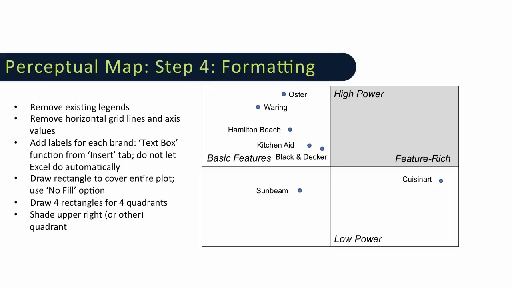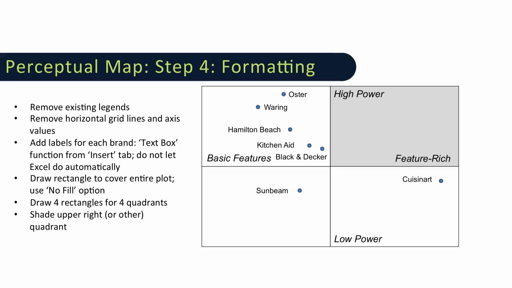In step 4, we format the graph. We start by removing any existing legends and removing the horizontal grid lines and axis values. We add labels for each brand using the text box function from the Insert tab. We bring out the outline of the graph more clearly by drawing a big rectangle over the entire plot and then clicking on the No Fill option.